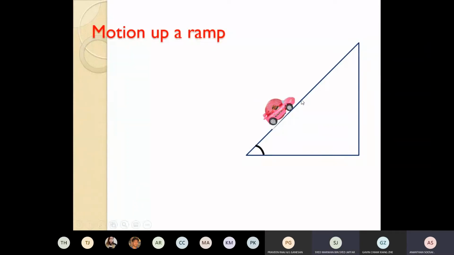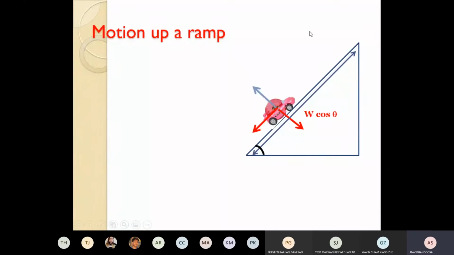Okay, so look at this picture here. The car is moving up. First, let's analyze in terms of force. What are the forces acting on the car? This is the inclined surface. The first force is, of course, the weight acting down. But the weight we can resolve into two components: W cos theta, which is normal to the surface, and another one, W sin theta, which is along the surface.